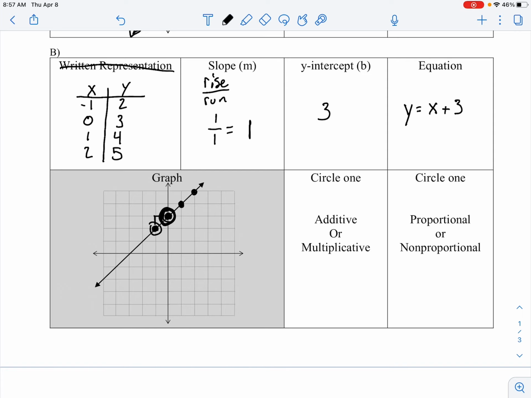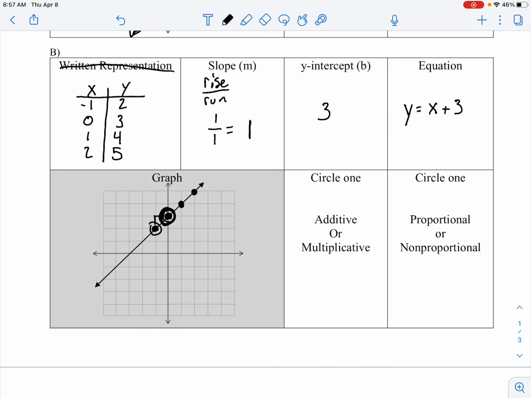Now, is this additive or multiplicative? So multiplicatives always go through the origin, right? And that means that additives will not. So this is indeed additive. We can also see that it's additive by looking at the equation that we made for it. We're adding something to it, so therefore it's additive.